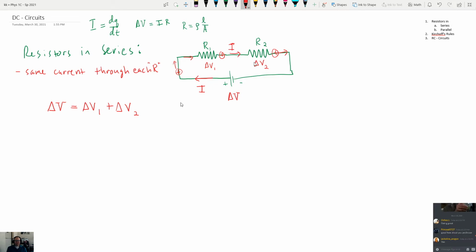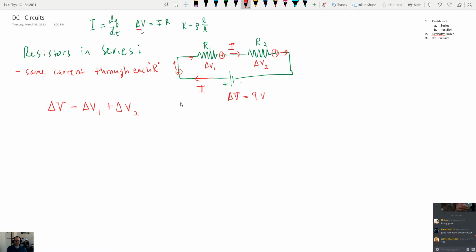And the size of the voltages on these is going to depend upon their resistances. So if we just pick a value and say this is 9 volts, then maybe this one is 6 volts and this one's 3 volts. Or maybe this one's 4 volts and this one's 5 volts, but they have to add up together to be 9 volts.